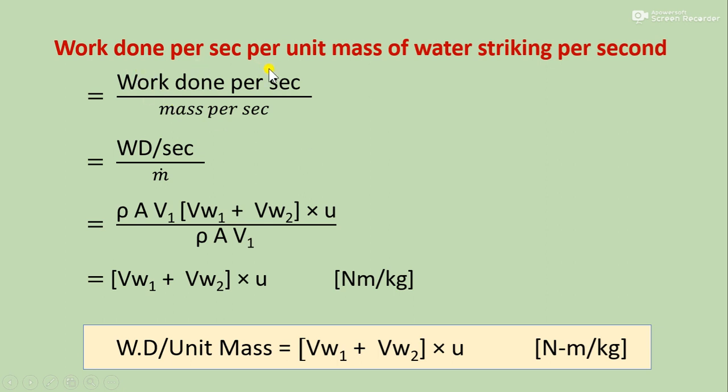Now, work done per second per unit mass of water striking per second is the ratio of work done per second to mass per second, that is m dot. So here, with cancellation of rho a V1 from the numerator and denominator, we get work done per unit mass equal to (Vw1 + Vw2) × U. Its unit is Newton meter per kg.